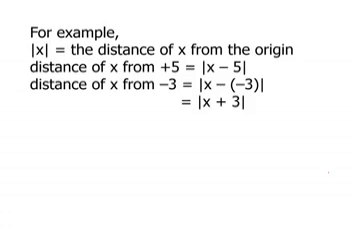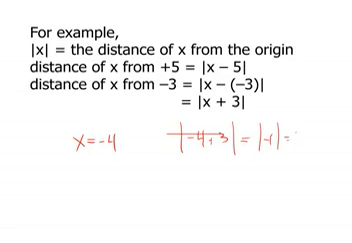Now notice this formula also works perfectly well, because if I try a point, say x equals negative 4, well, what's the distance from negative 3 to negative 4? Well, if we plug in negative 4 plus 3, we'll get the absolute value of negative 1, which is 1. And it is a distance of 1. That makes sense. But what happens if we put in positive 4? Well, then we get the absolute value of 4 plus 3, which is 7.